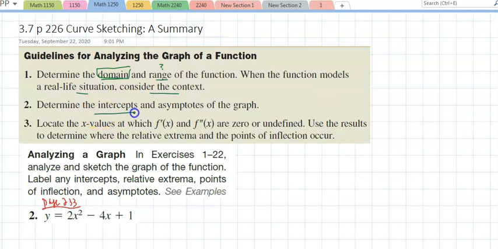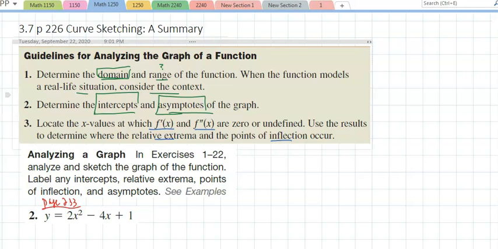Determine the intercepts, that's a key, and asymptotes, those are a must. And then on top of that, the main characteristics of the graph are figured out by the first and the second derivative test. The first derivative test will give you the maximum and minimum, and the second derivative test tells you where the inflection points happen and the concavity.